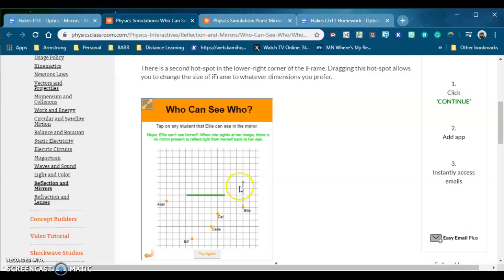No, I clicked on Ellie. Ellie cannot see herself in the mirror. But what about Alan? Yes, see? It goes right through there. You can see Alan. What about Dell, Callie, and Bill? Try to figure that out.